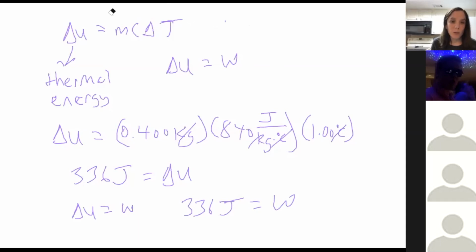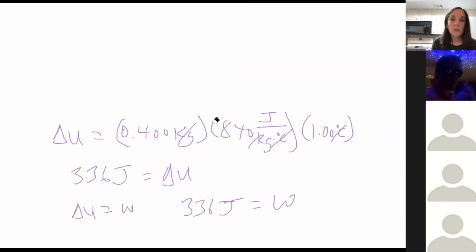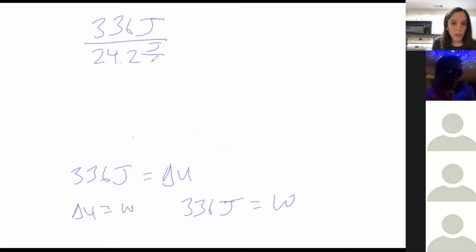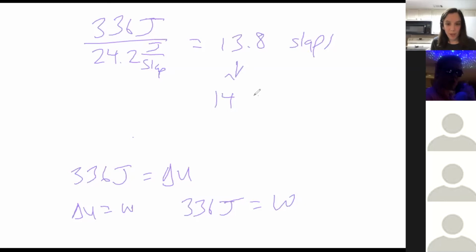So if every slab gives you 24.2 joules, and you need 336 joules, we divide those two to get how many slabs you would need to raise it 1 degree Celsius. 336 joules divided by 24.2 joules per slab gives you 13.8. And of course, you can't have 0.8 of a slab. So our answer would be 14 slabs. We round that up to 14.